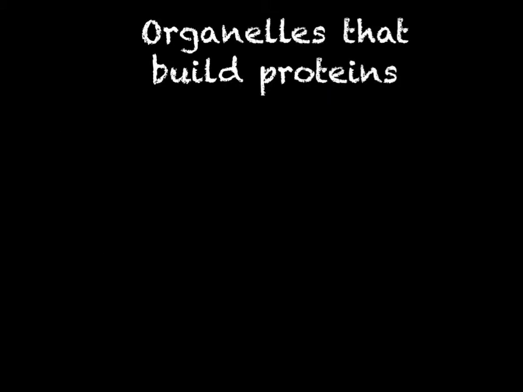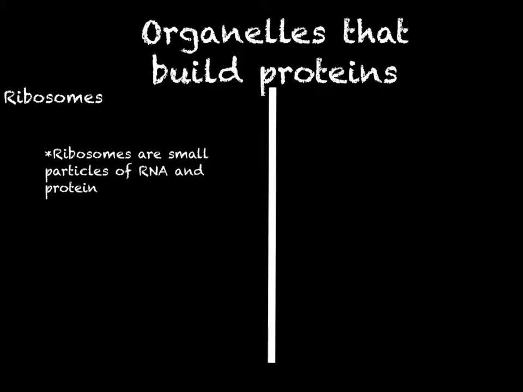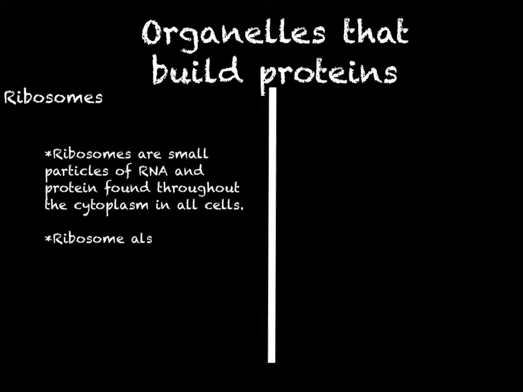Organelles that build proteins. Ribosomes. Ribosomes are small particles of RNA and protein found throughout the cytoplasm in all cells. Ribosomes also produce proteins. They produce proteins using the instructions found in the nucleus.